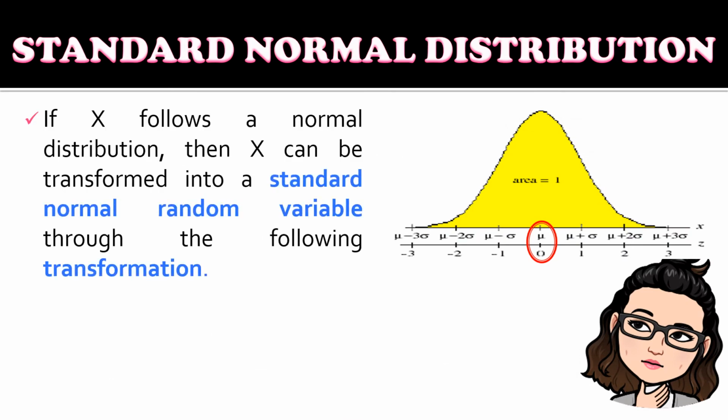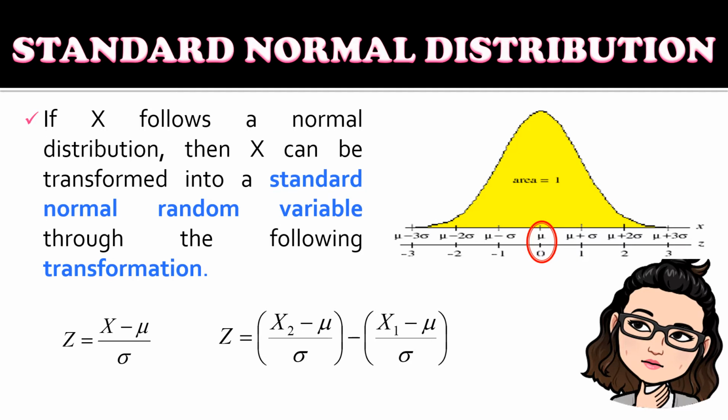If x follows a normal distribution, then x can be transformed into a standard normal random variable through the following transformation, where z is equal to x minus the mean divided by the standard deviation. If there are two values of x, the formula would be x sub 2 minus the mean divided by the standard deviation, minus x sub 1 minus the mean divided by the standard deviation.